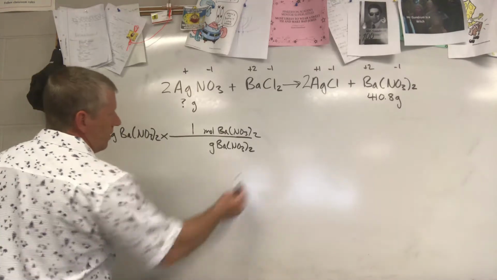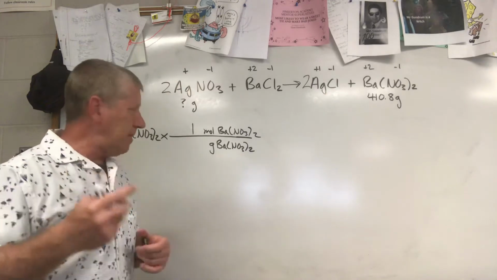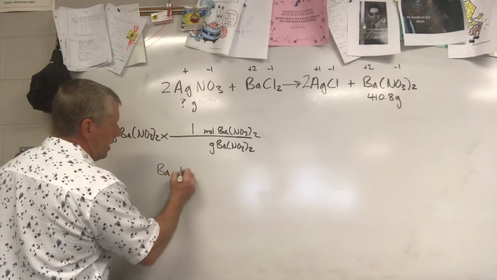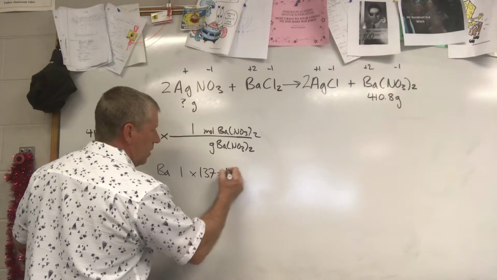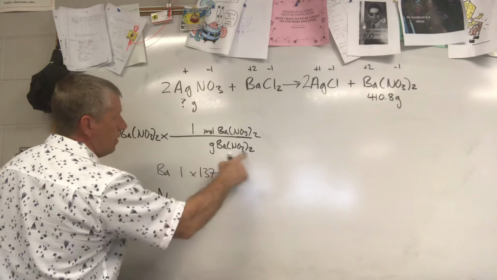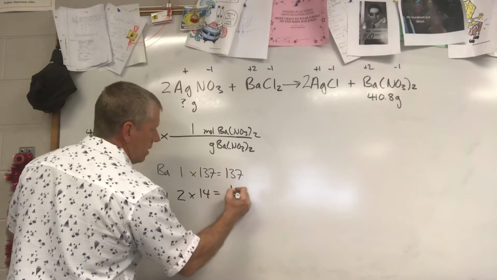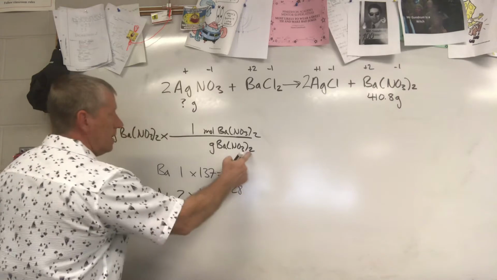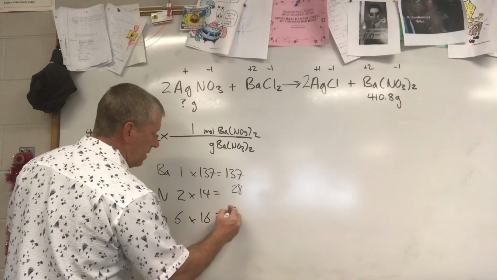I have to add all this stuff up. Now this is one where doing it in my head might be a little bit of an issue, and I might make a mistake, so I'm going to go ahead and write this one out. Barium, I have one of them. Barium has a mass of 137. Nitrogen, I have 2 of them, so 2 times 14 is 28. And oxygen, we have 6 of them. So 6 oxygens times 16, that's 96.